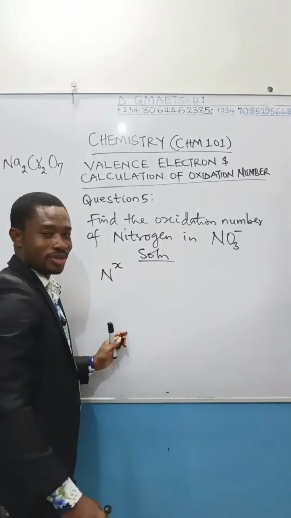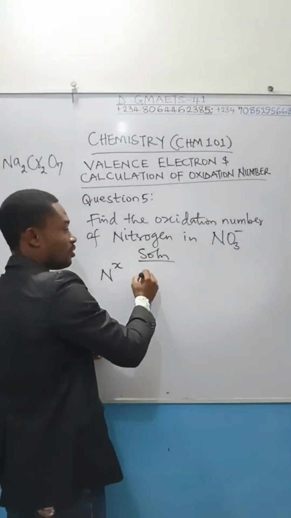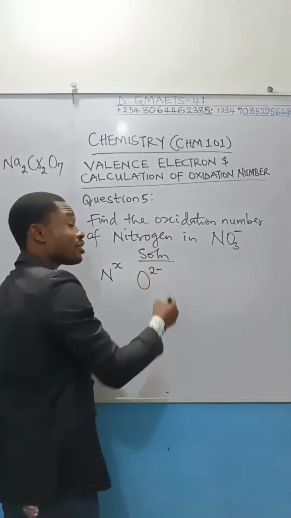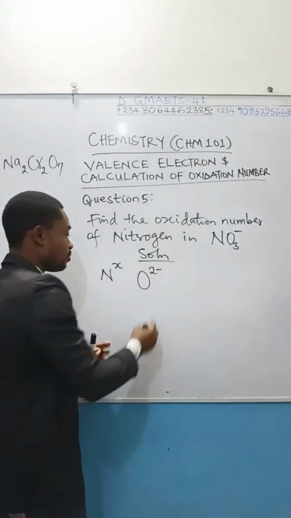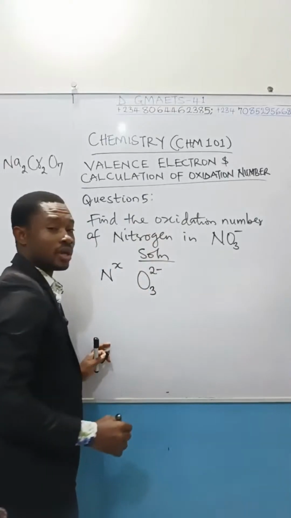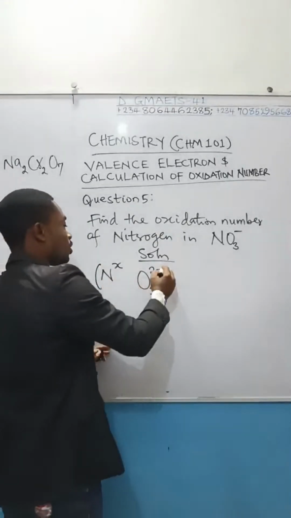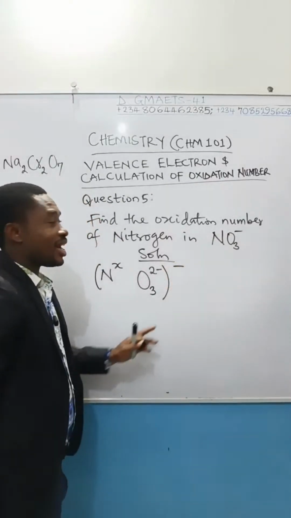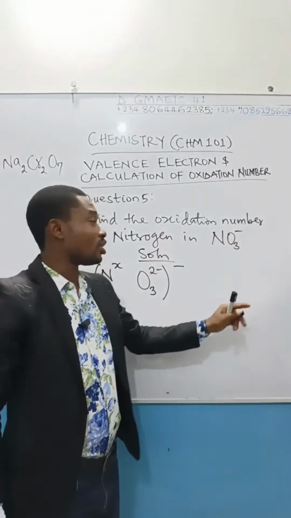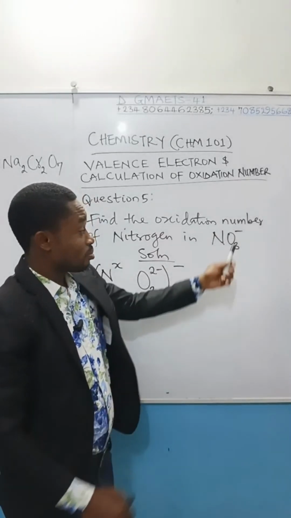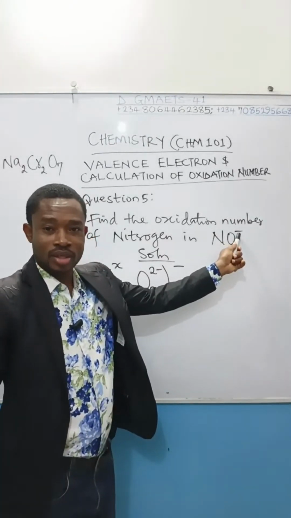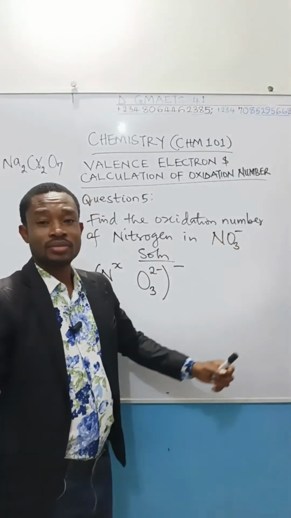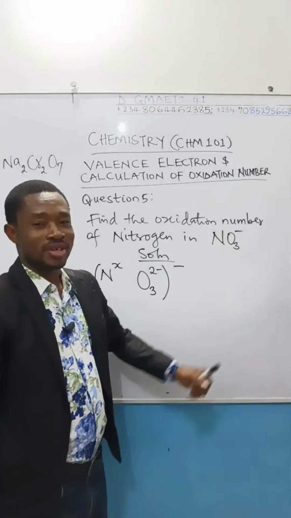So I'm going to use an unknown to represent the valency there. Go to oxygen. The valency of oxygen is 2 minus as usual. And then the atomicity is 3. Let's enclose all this in brackets and then indicate the ionic charge so that you know that that ionic charge does not belong to oxygen. This minus is minus 1. So the valency of all these O3 is minus 1. It doesn't belong to oxygen only.